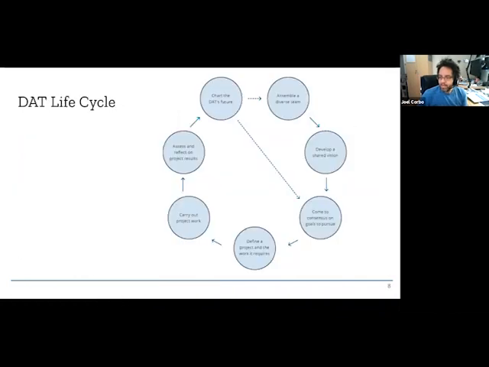And yeah, so on this slide, we've sketched out in brief what the life cycle of a DAT looks like. So how a DAT proceeds over time. So the starting point is maybe not obvious. We should label this better, but it's the top right circle that says assemble a diverse team. So that's really the starting point, is assembling the DAT team members.